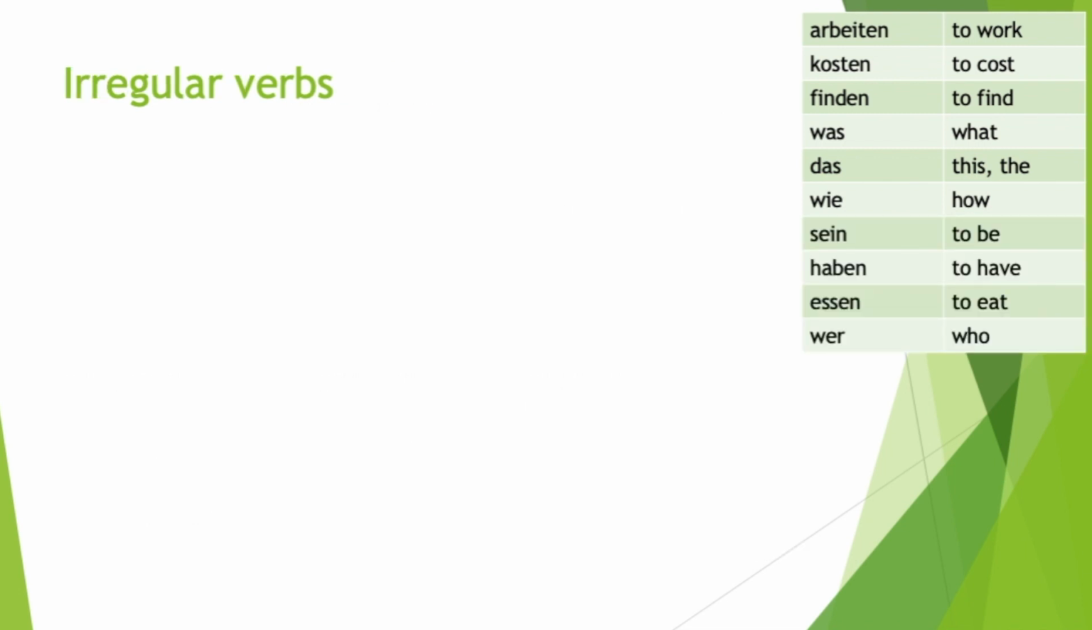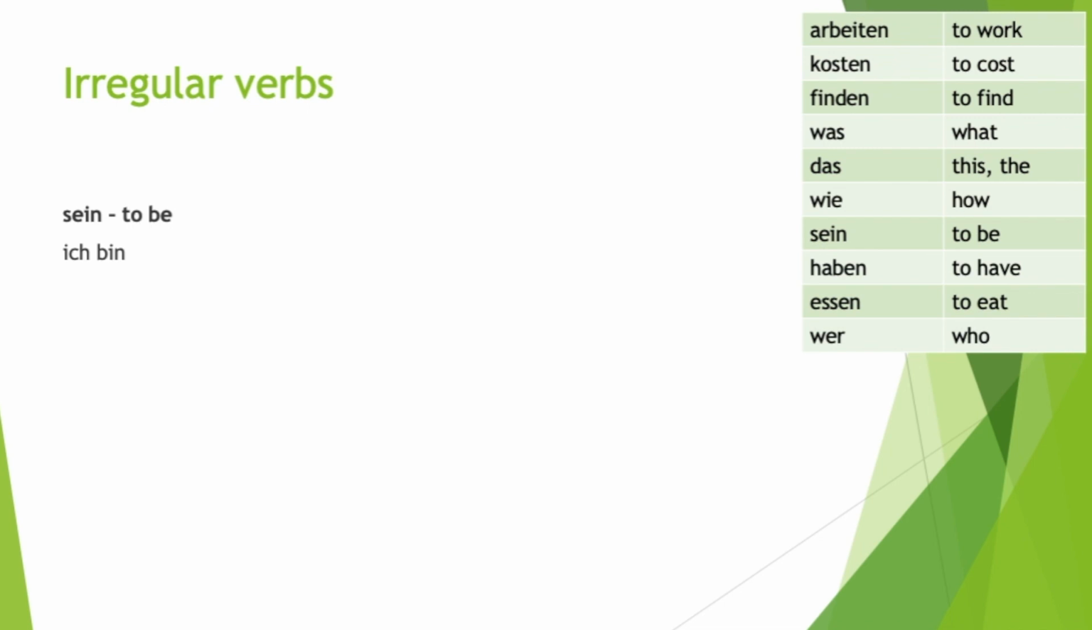Now we'll do irregular verbs. For those, I'm really sorry, but there aren't many rules to adhere to. Most of them you just have to memorize. Sein, to be, haben, to have, and essen, to eat. You'll also need the word wer, which means who. Sein, to be. If you don't know much about how to pronounce different letters in German, every time you see an E-I or EI, it's pronounced I. So that's why this word is pronounced sein.